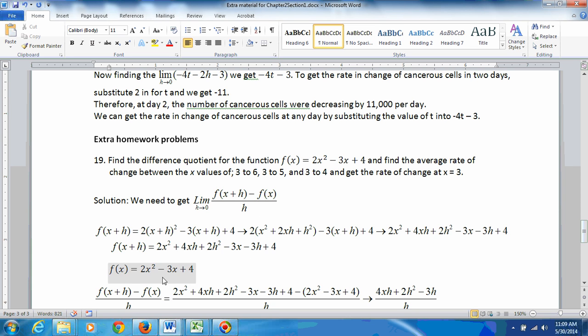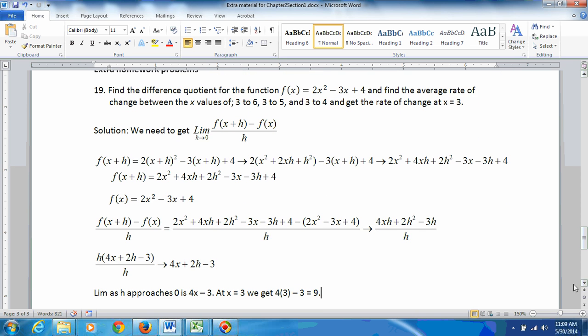Okay? Then the f of x is the original function right here. And substituting these two into the difference quotient, it's all of this stuff, the f of x plus h, minus the f of x, over h. Well, what happens here is the minus 2x squared and the 2x squared cancel out. The minus of a minus 3x is positive 3x, and that cancels out with that minus 3x. And then the minus of 4, minus 4, and the positive 4 cancel out. So all you have left is the 4xh plus 2h squared minus 3h.